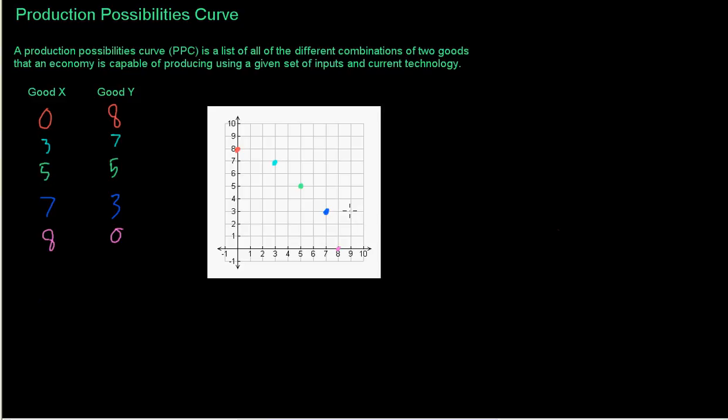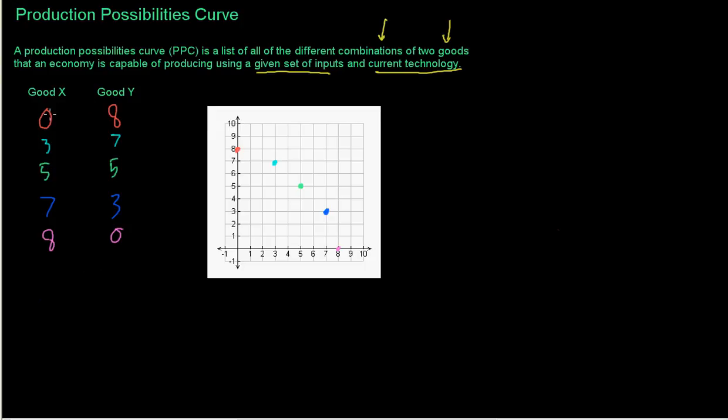Alright, so this is just going to be a quick overview of the production possibilities curve. A production possibilities curve is a list of all of the different combinations, so this is one important part, of two goods, that's another important part, that an economy is capable of producing using a given set of inputs and current technology. So what I've done here is I've drawn certain points on a production possibilities curve.